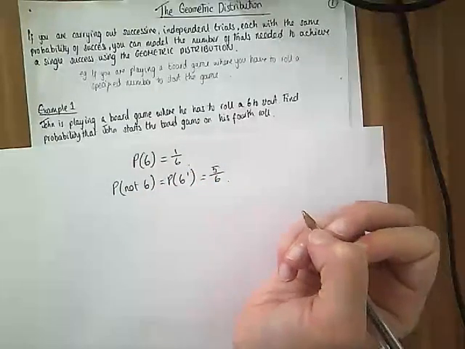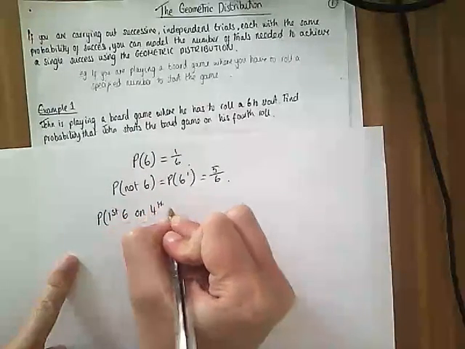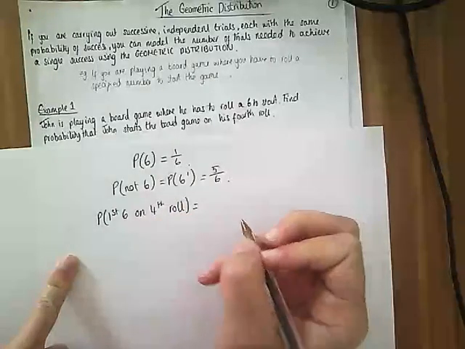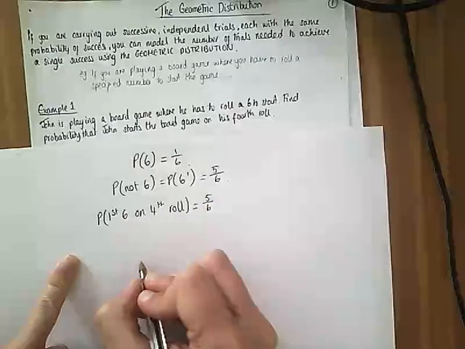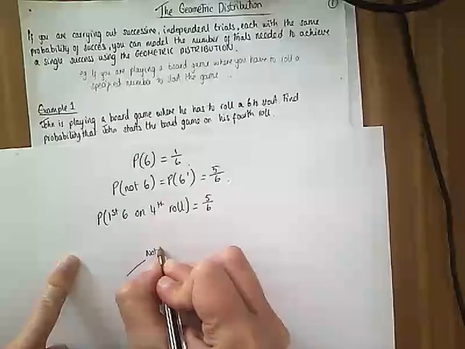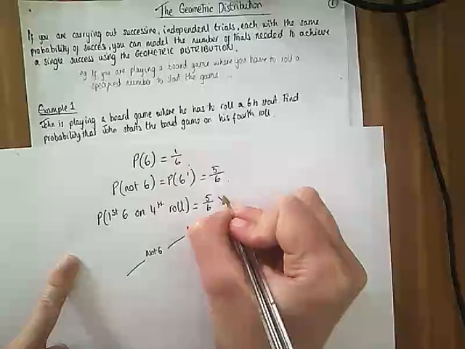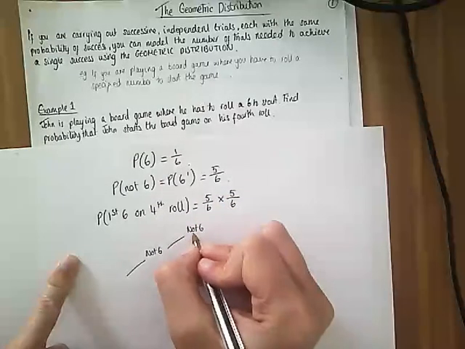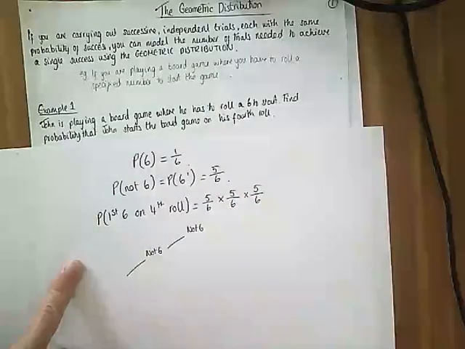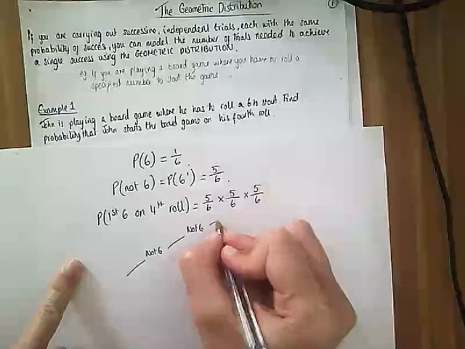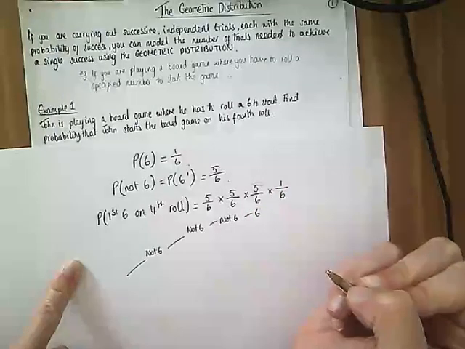If we want to get the first 6 on the 4th roll, that means the first time John rolls, he needs to not get a 6. So that's 5/6. Think about the tree, not a 6. When you're drawing the probability tree, then he wants another not a 6. So what am I going to do with those probabilities? I'm going to times them. So I want not a 6, not a 6. The third time, I also want not a 6. And then to get it on the 4th roll, I want a 6 on the 4th roll. And the probability of getting a 6 is 1/6.